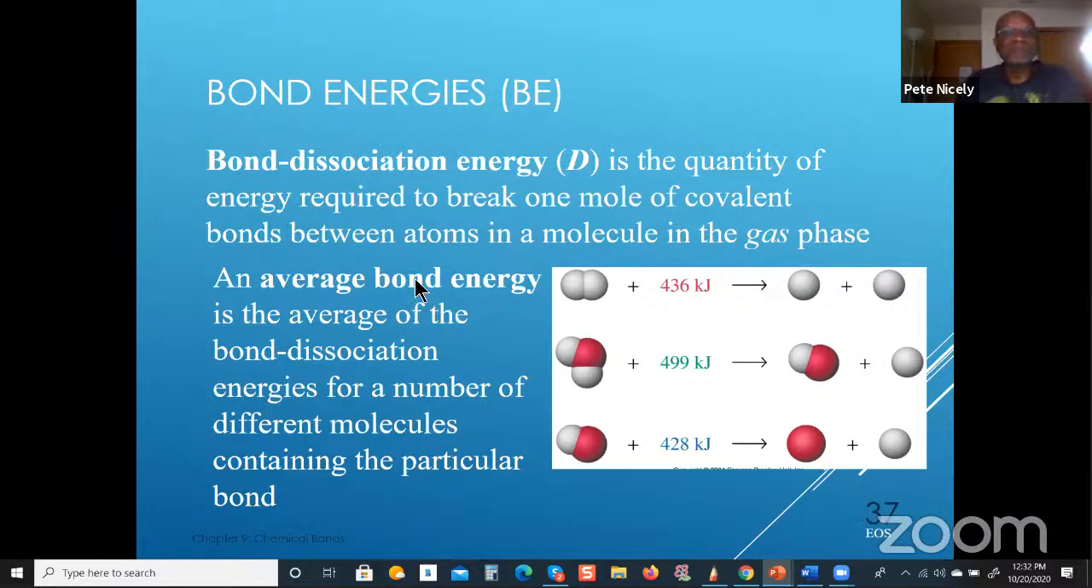The average bond energy is the average of the bond dissociation energies for a number of different molecules containing that particular bond, right? That noise is still there. Okay. So this concept, the average bond energy, is necessary because for a particular bond that exists in different molecules, the bond dissociation energies are different. So in order to get an average, we have to take into account the particular bond in different molecules and the energy required to break that bond.